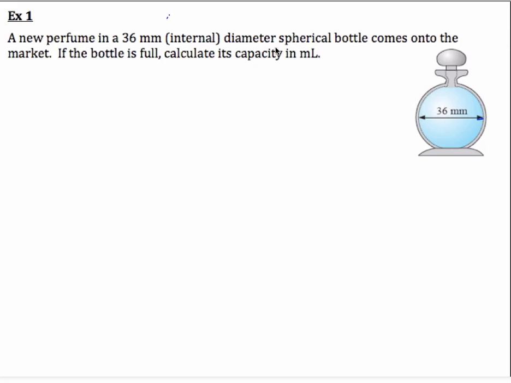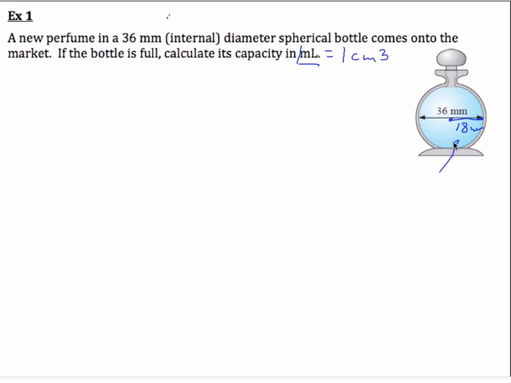Okay, so a new perfume bottle is 36 millimeters in diameter. If the bottle is full, calculate its capacity in milliliters. So first of all, let's look at the question. We have 36 millimeters here, so the radius is going to be 18 millimeters. We want our answer in milliliters. Remember, 1 milliliter equals 1 cubic centimeter.